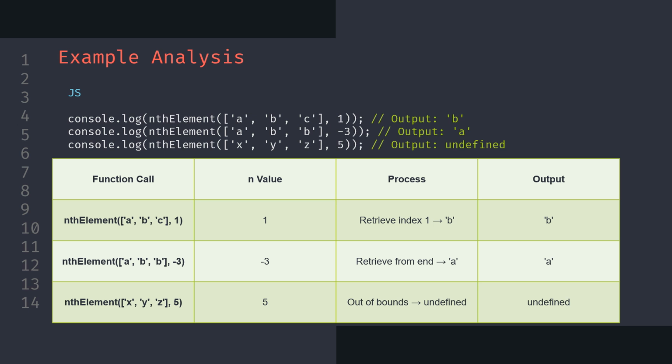These examples demonstrate how our function correctly retrieves elements using positive and negative indices, while also ensuring that out-of-bounds values return undefined safely. This is particularly useful in dynamic applications where indices may vary.